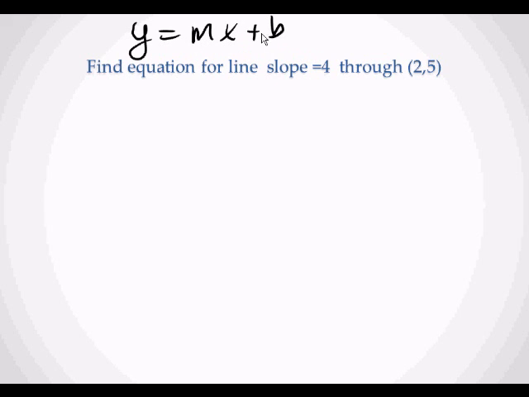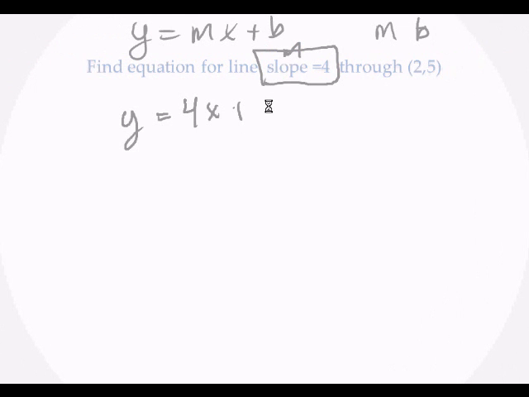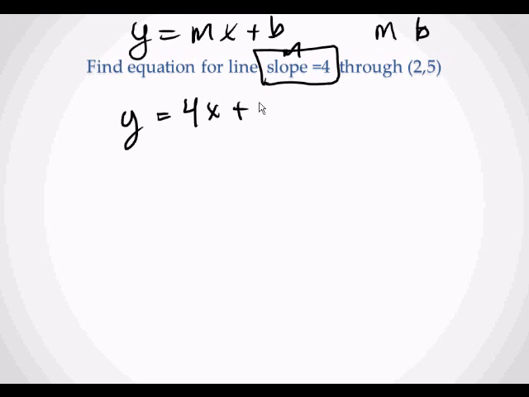Find the equation for a line that has the following slope 4. We're going to be using y equals mx plus b, and we have to find two things. We have to find m and we have to find b. We have m. Remember, m is the slope. So we have y equals 4x plus b.